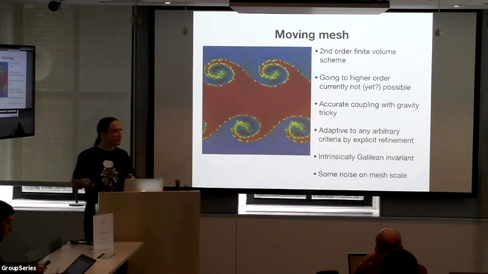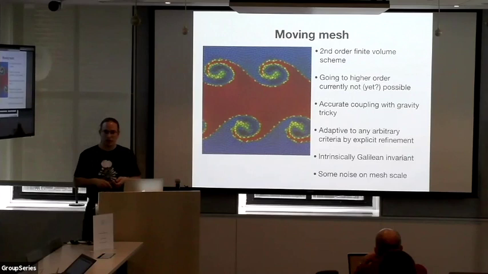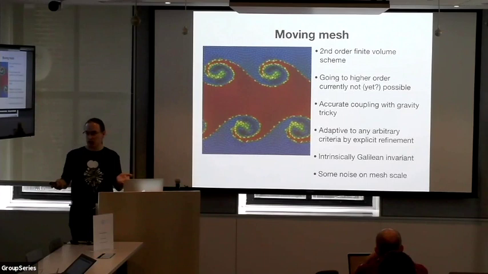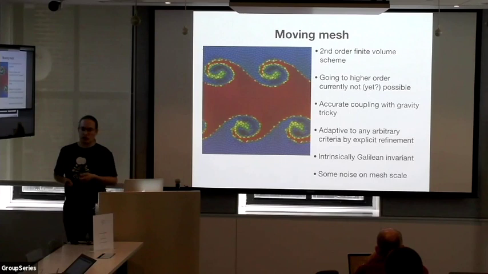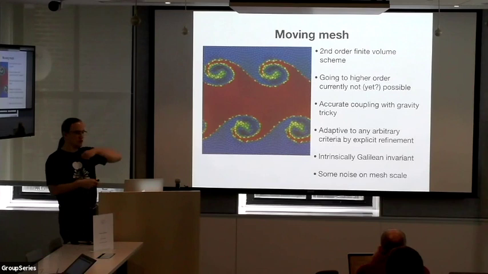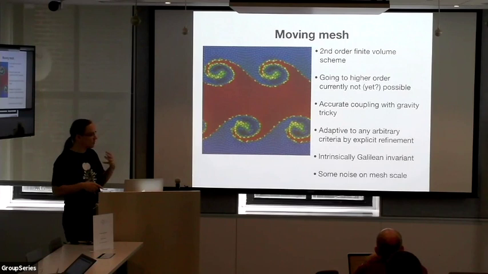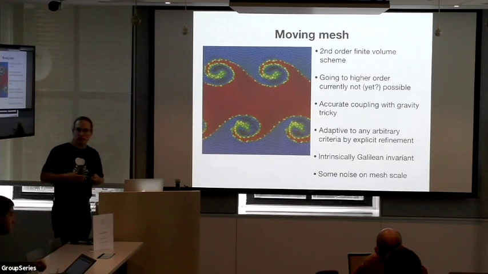It has the same problem with coupling hydrodynamics to gravity as any other AMR mesh code. So again, you don't. This is where some energy error usually comes in because this coupling is not perfect, and you're depending on whether you flow down the potential or up the potential. You can get some kind of systematic error.